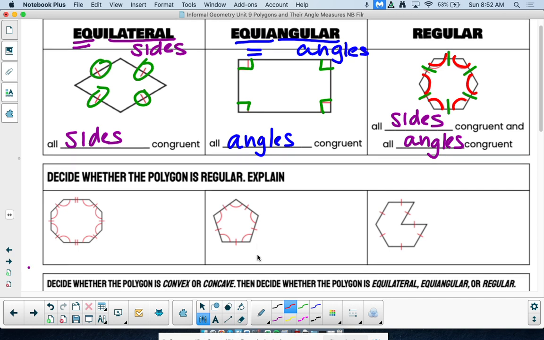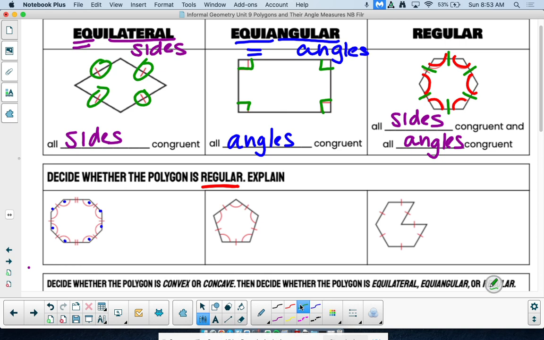So now let's practice this idea. Decide whether the polygon is regular. Explain. So remember, regular means equal sides and equal angles. So if we look here, I look at all my angles. It appears that all of my angles have an arch mark. So that's great. It is equiangular.